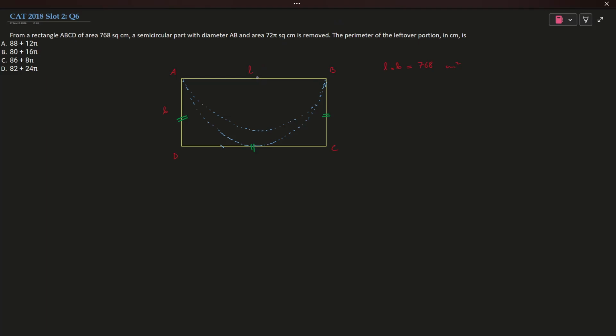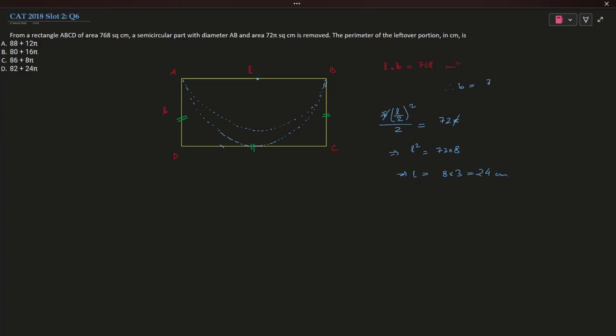Okay, and let's say this is the center. Total length is L, so L by 2 will be the radius, right? L by 2 is the radius. So pi r square is the area of the circle. So semicircle is half. This is given as 72 pi. Pi and pi get cancelled. So L square is equal to 48 into 72... 72 into 8. From here I can say L square is 72 into 8, basically 8 into 9 into 8, so L is equal to 8 into 3, which is 24 centimeters. Therefore, what will be B?